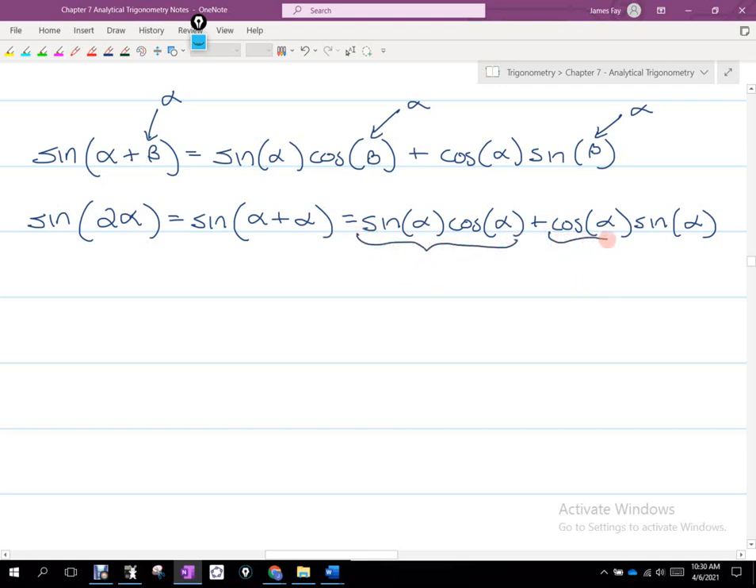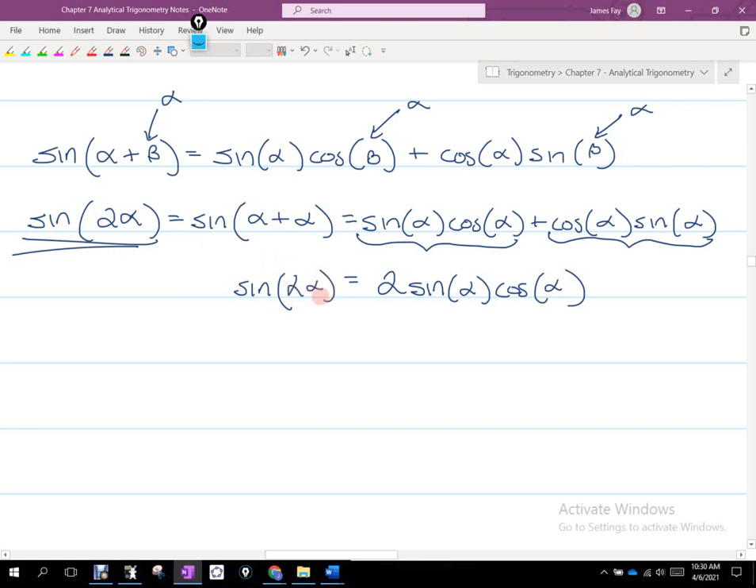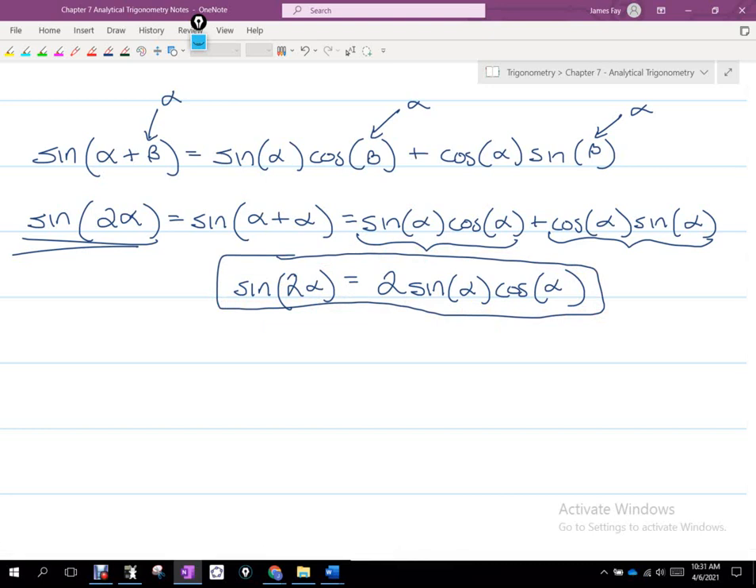Good. So what are we seeing about those two things? They're the same. So you got 2 of them, right? So 2 sine alphas, cosine alphas, which gets me back to this double angle. It says sine of 2 alpha is the same thing as 2 sine alpha cosine alpha. That's our double angle formula for sine. Okay?